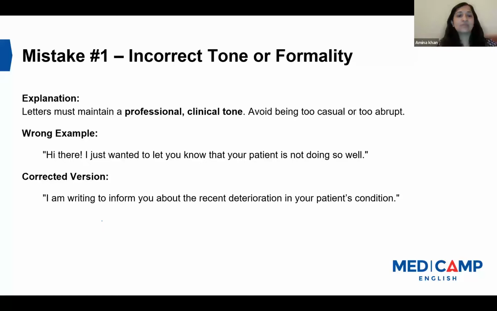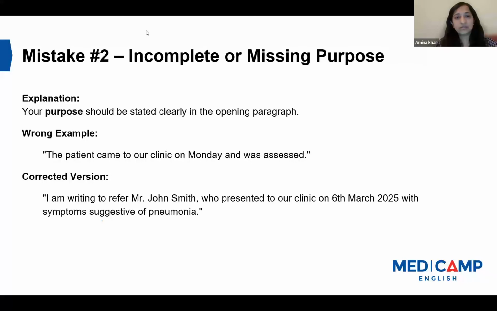For example, "I'm writing to inform you about the recent deterioration." This is a very soft way of communication that you can see in this sentence. So this is how I try to avoid these kinds of mistakes. Make sure that you are making formal communication.